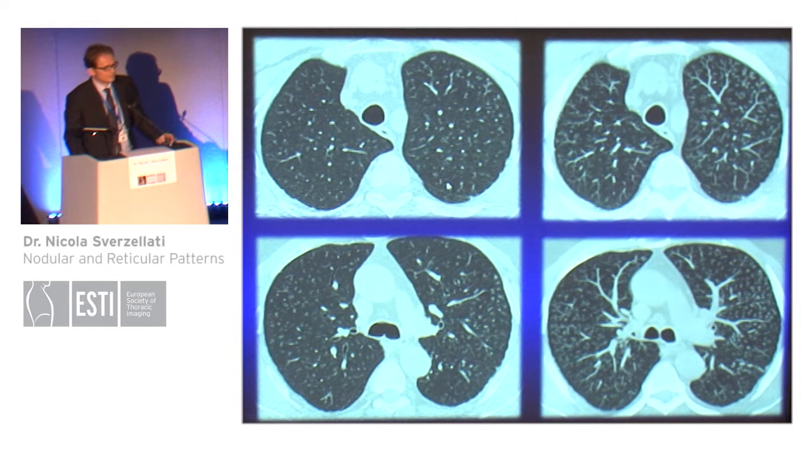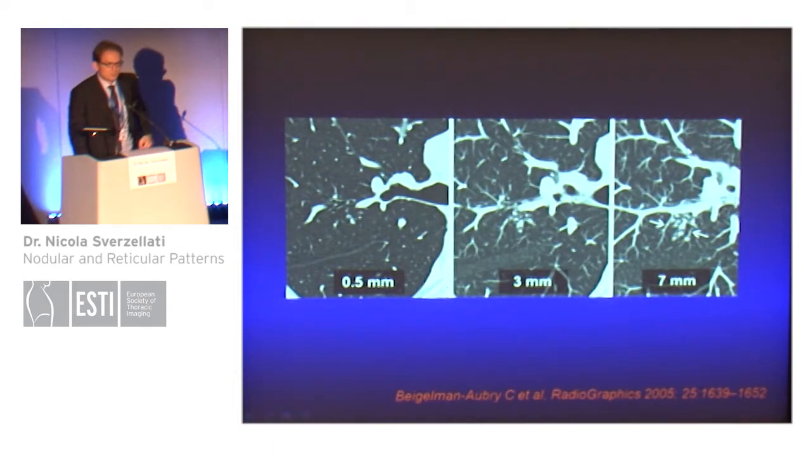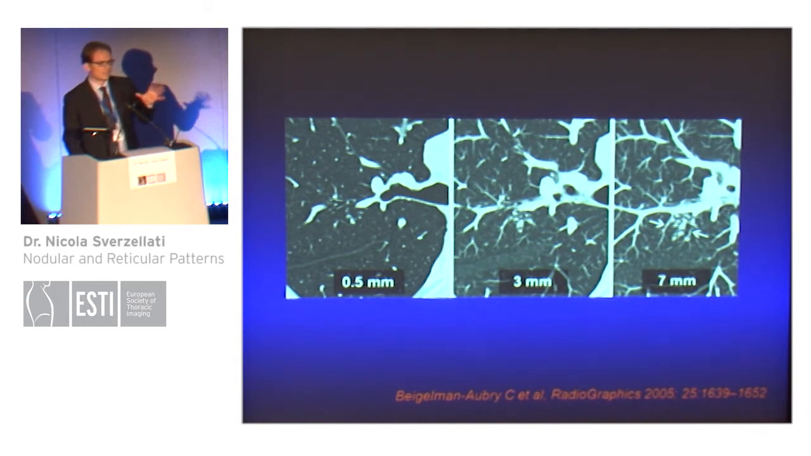Of course, we could already identify branching opacities in the standard CT images, but you can see that MIP images better depict the tree-in-bud opacities, the tree-in-bud pattern. We should also keep in mind that increasing slab thickness improves the assessment of the nodule perfusion. Generally, slab thickness of 5 to 8 millimeters is appropriate for the assessment of the nodules perfusion.